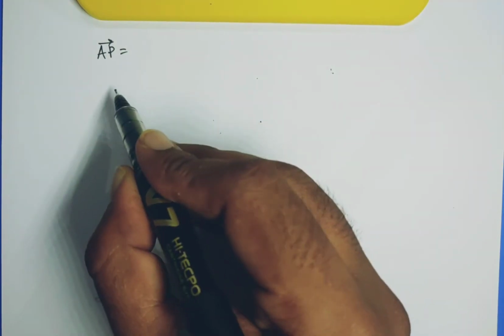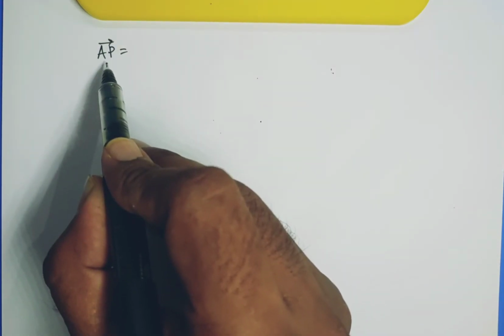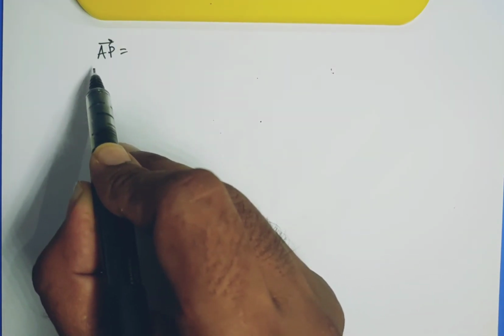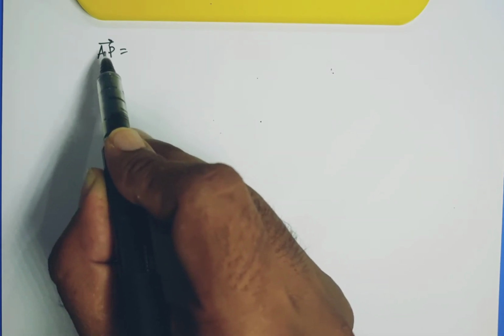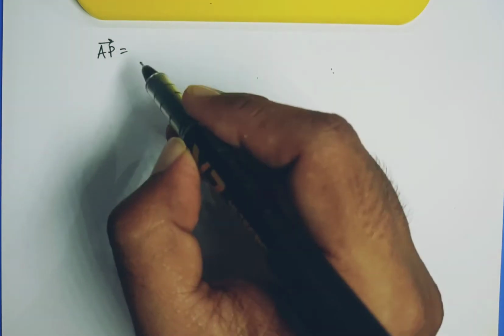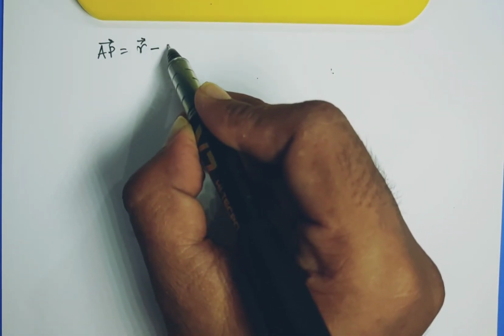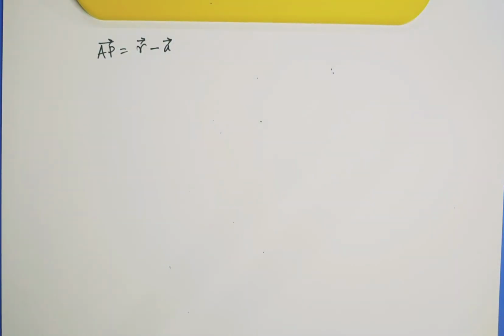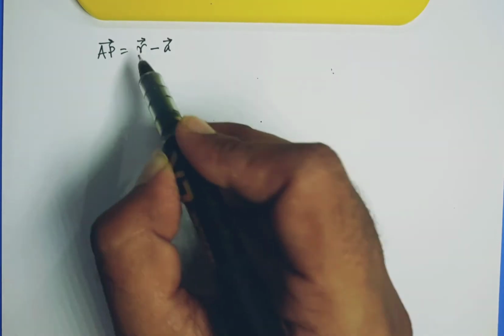So the first thing we have to find is the AP vector. Now what is the AP vector? You see the terminal point is P, and the initial point is A, right? And the position vector of point P, what is that? R vector, right? So we can directly write that to be R vector minus A vector. We can write this directly, okay? Now you see we got the AP vector.